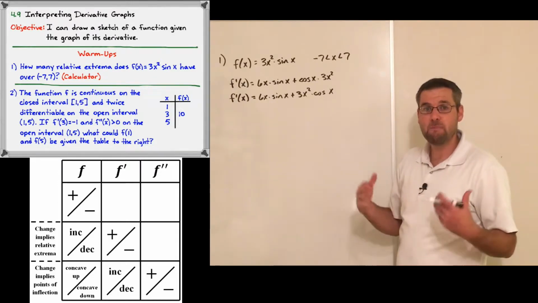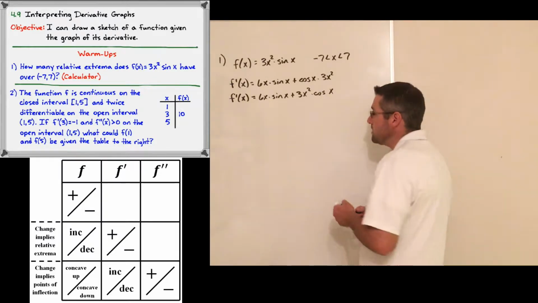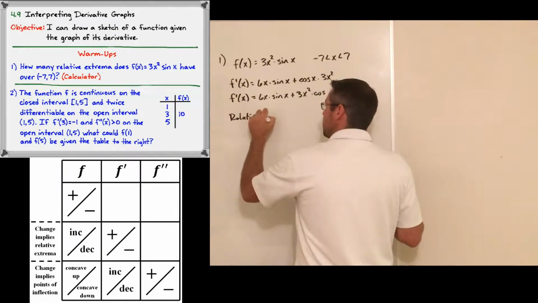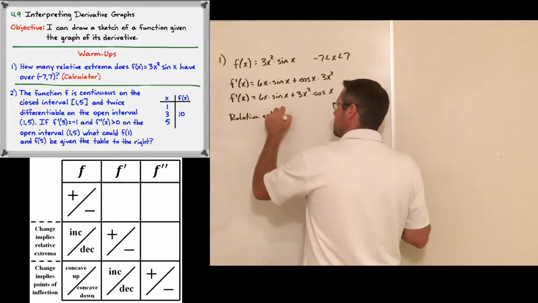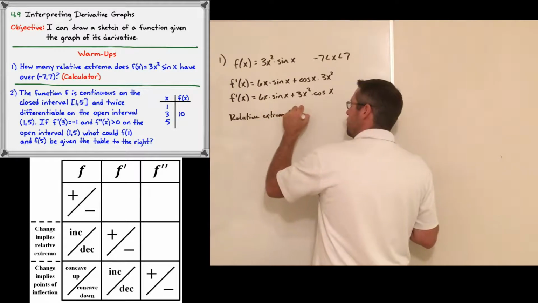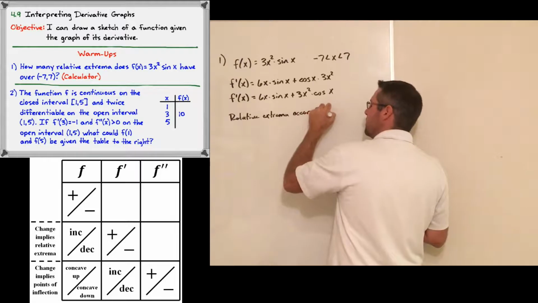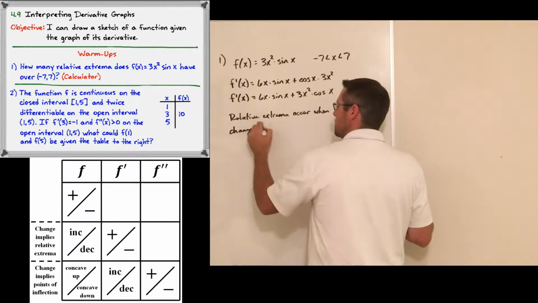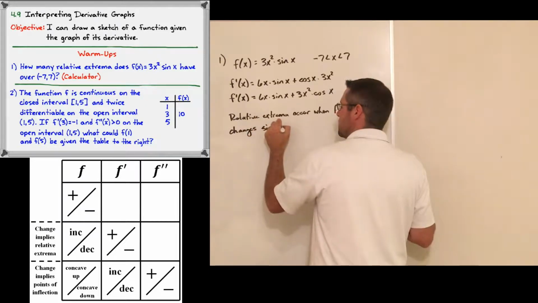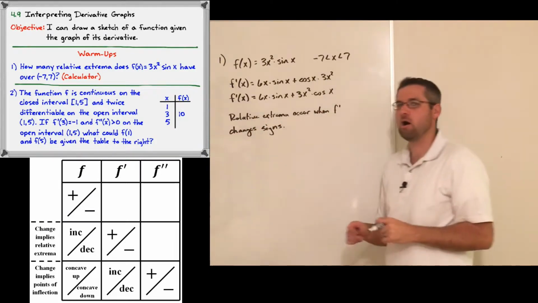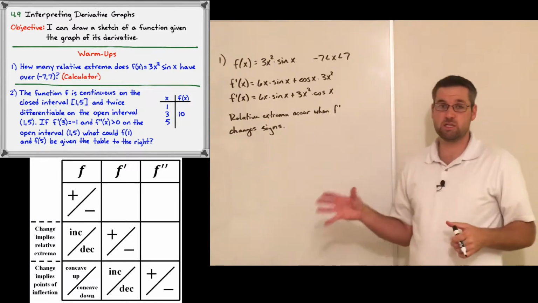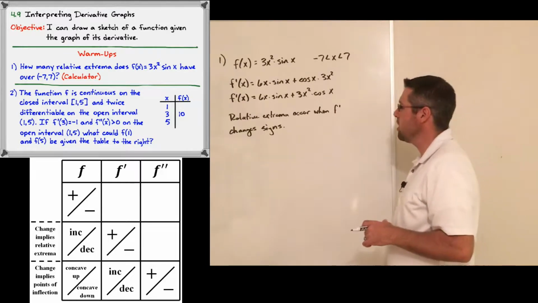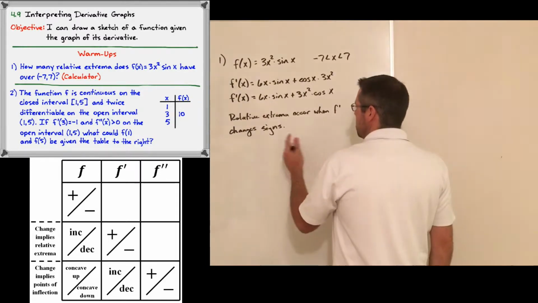But I just want to know how many extrema I have. So I would say something like this. Relative extrema occur when f prime changes signs. And this is a true statement as long as the function is a continuous function. Now we can see that 3x squared times sine of x is in fact a continuous function. So we're looking for when f prime changes signs.